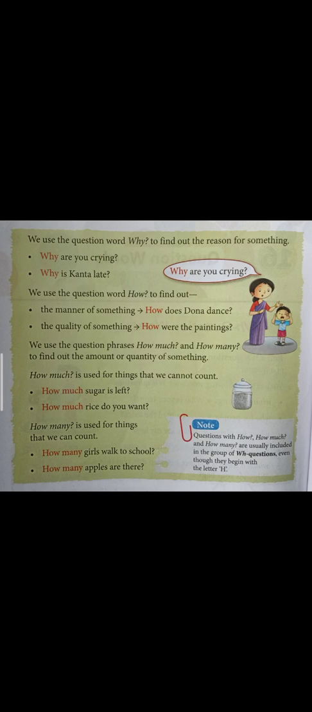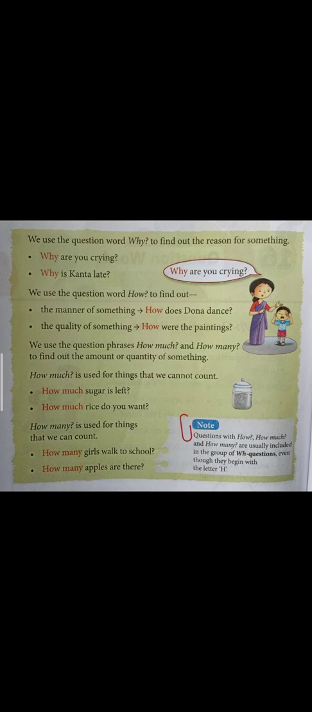Now let's move to the examples. How many girls walk to school? How many apples are there? Students, girls we can count, right? Apples also we can count, right? So if the things are countable, then we will use how many. And if the things are uncountable, then we will use how much. Okay students? Yes or no?